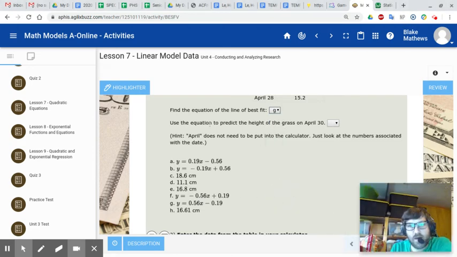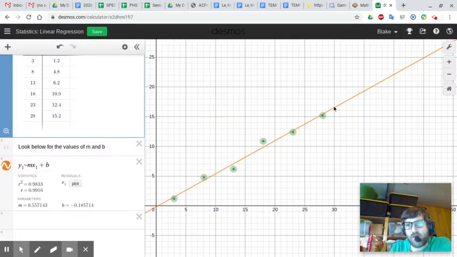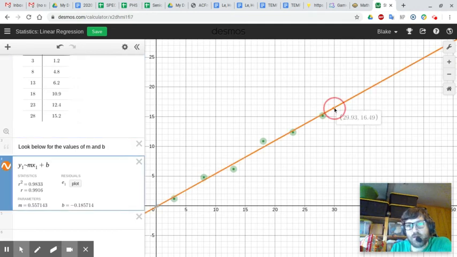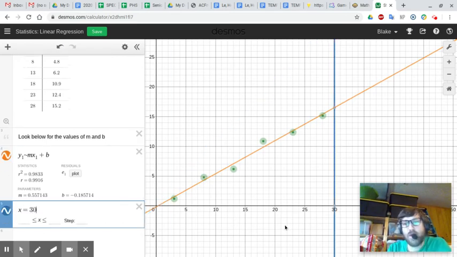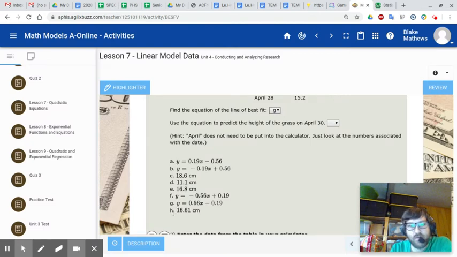And then it says now predict the height of the grass on April 30th. So the easiest way to do that is really just to go over here onto the graph and find 30. Look for 30 by clicking and dragging, and you're just going to get as close as you can. So there's 30. There it is. I even got exactly 16.52. Okay, so the other way is to do x equals 30. And then it's going to tell you exactly where that intersection point is at 30. So on the 30th, we should have 16.52. Now theirs is a little different, but I would say the closest answer is going to be H.